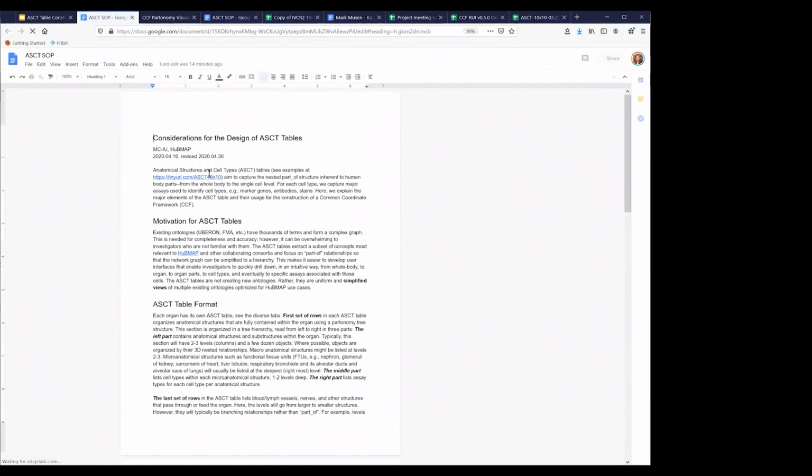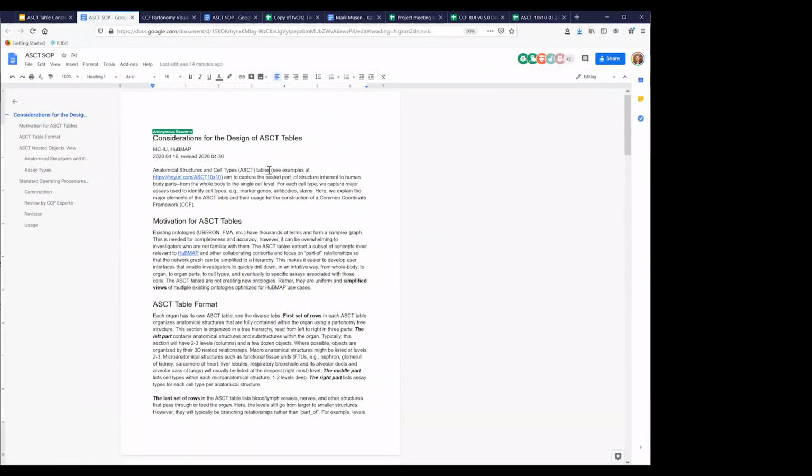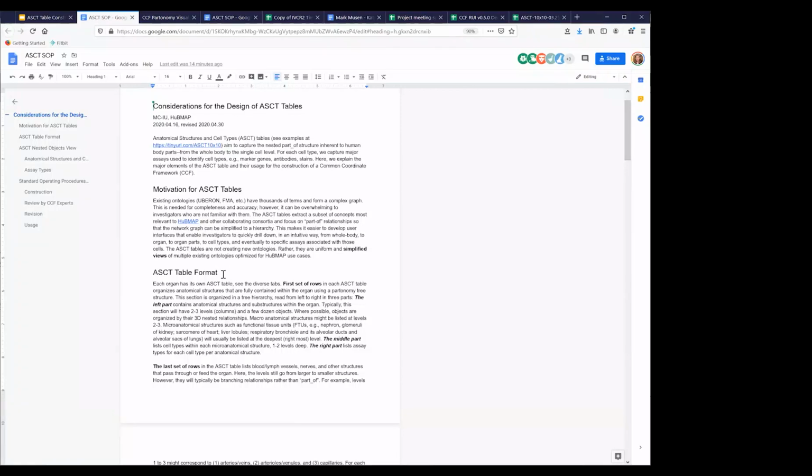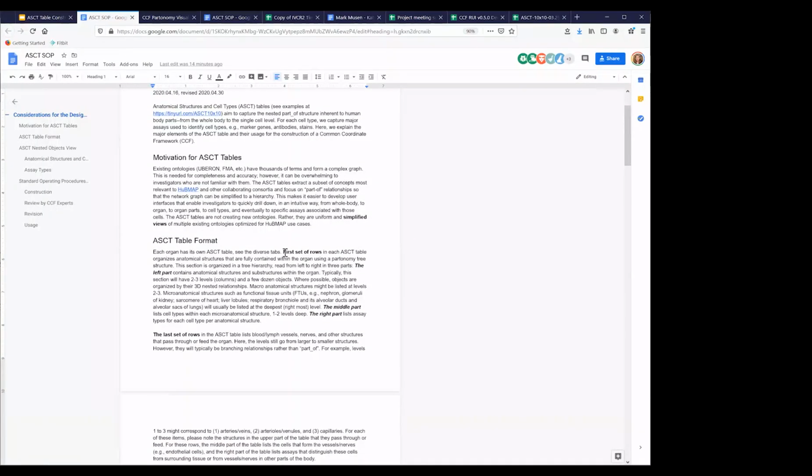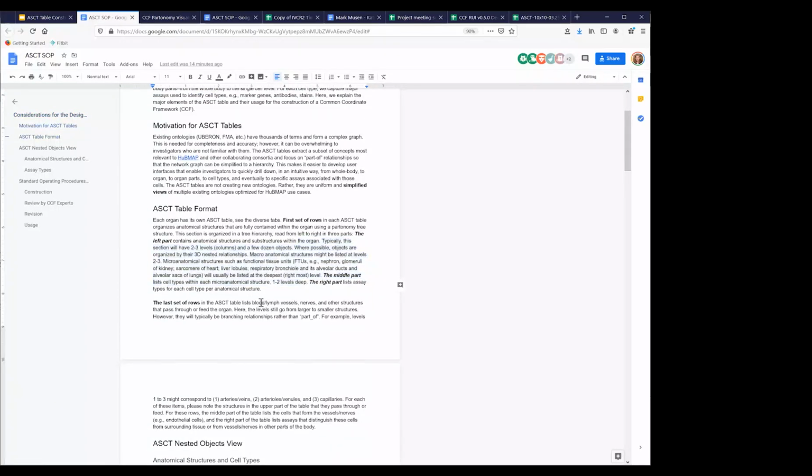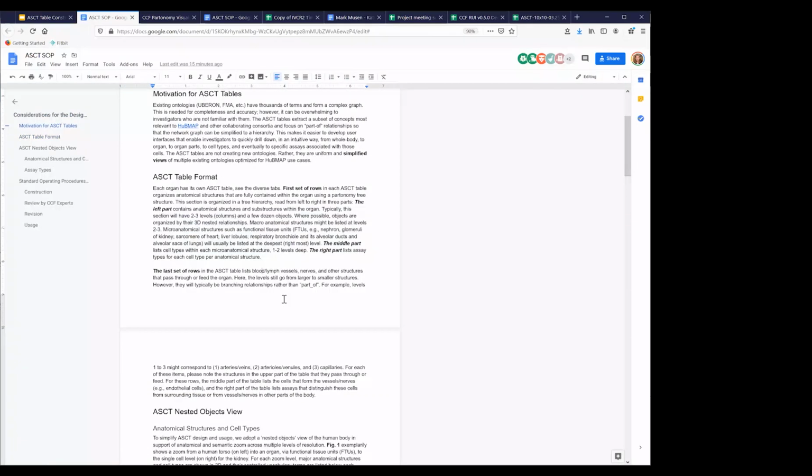So if you go to that link, you will see an introduction into why we even want these tables and where they came from originally. There is information on the table format, and you might have realized that there's a left and a right to those tables. On the left are the anatomical structures, on the right are the cell types. On the more right are the assays that can be used to identify the cell types. So there's basically a left, a middle, and a right, and that's explained here in a little bit more detail. And then there is a last set of rows, and we are trying to get examples for this, which would actually explain the vasculature that is present in each one of those organs as well.